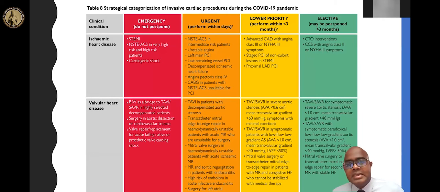The rest of the interventions we could prioritize to perform within 3 months or after 3 months, depending on their symptoms. For example, if a patient has only class 1 to 2 shortness of breath or angina, or chronic stable coronary syndromes, we could postpone the invasive revascularization strategy, CABG, for more than 3 months, depending on the pandemic level.